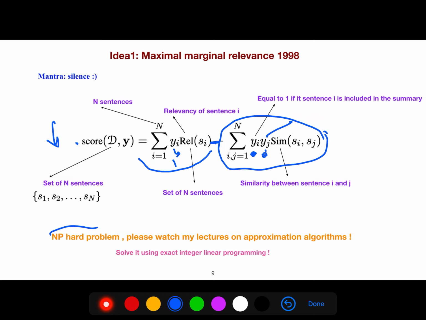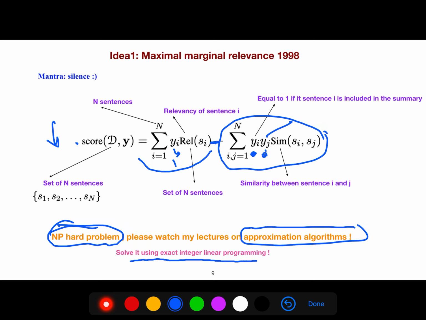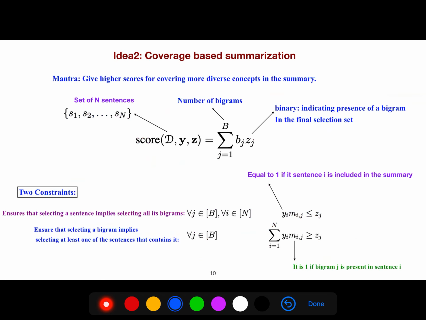You should watch my playlist about approximation algorithms. I talk about different ways that we can take care of this NP hard problem and solve it, or at least approximate it. And here, for example, we just need to solve it using exact integer linear programming. Integer linear programming, they call it ILP.